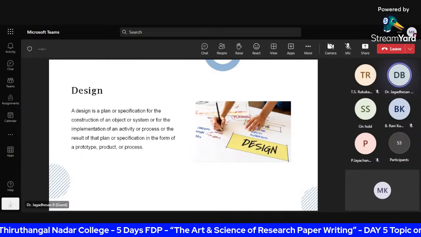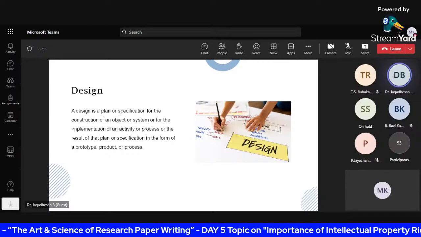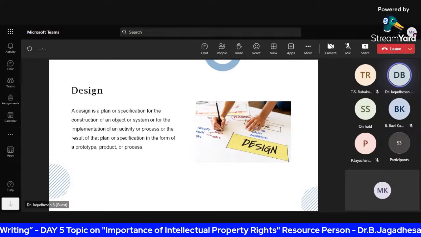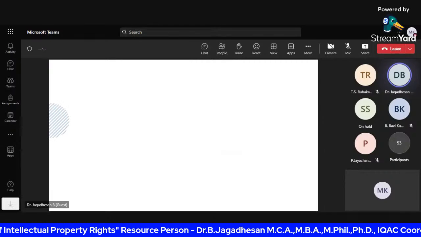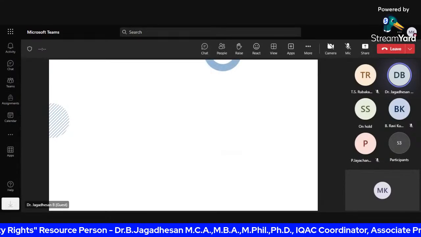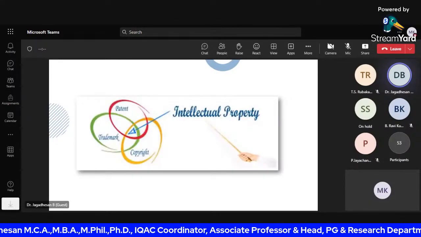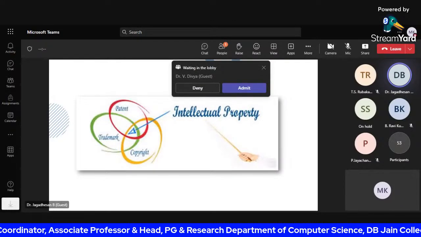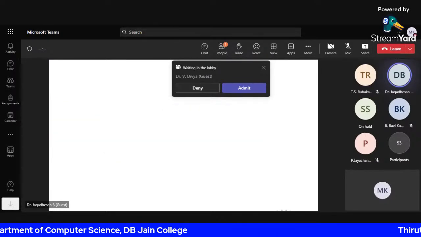For example, the Omandurar Government Medical College and Hospital, no, that kind of design will be registered. We cannot reproduce the same thing elsewhere. The Taj Mahal is one of the design intellectual properties. So these are the different kinds of things under intellectual property. Six, we discussed. But during this session, based on the time limit, we will discuss only three things among the six. One is patent, trademark, and copyright.